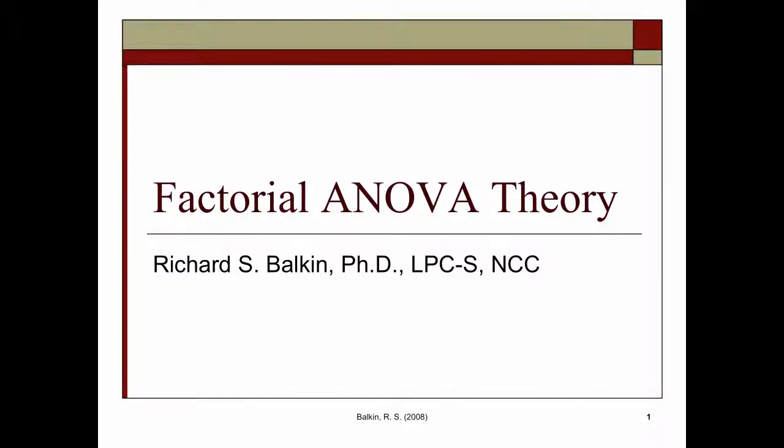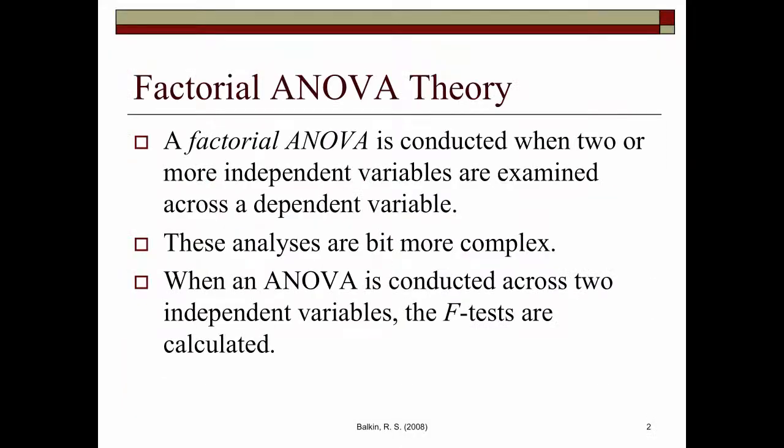We're going to look at factorial ANOVA theory. In a factorial ANOVA, we're looking at two or more independent variables across a single dependent variable. So just like a one-way ANOVA, where we have only one dependent variable, what changes in a factorial ANOVA is that we have two or more independent variables.